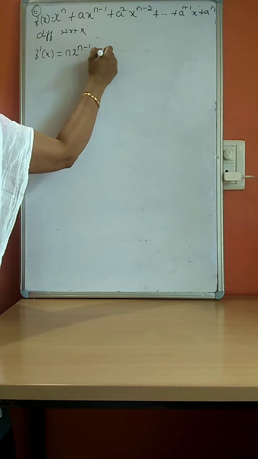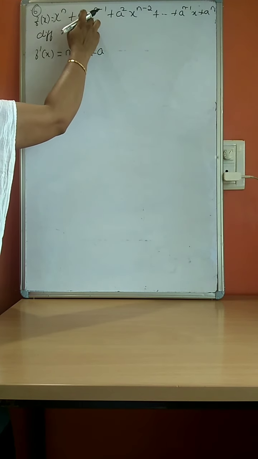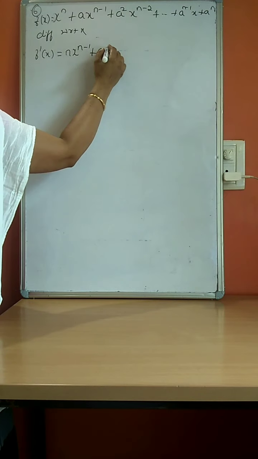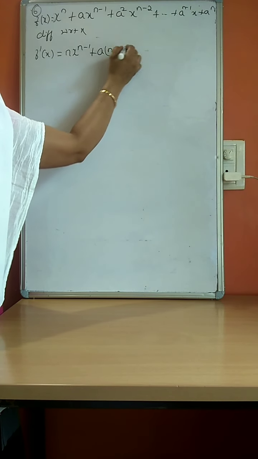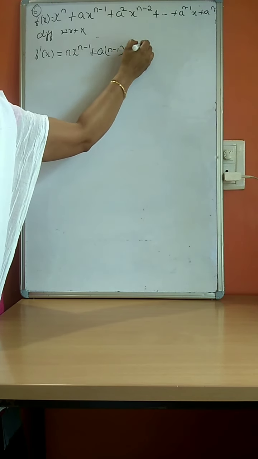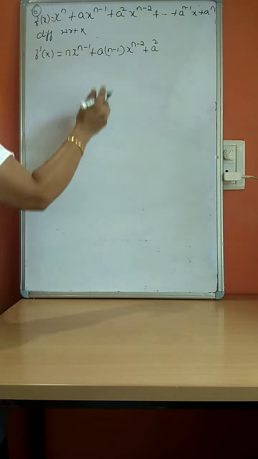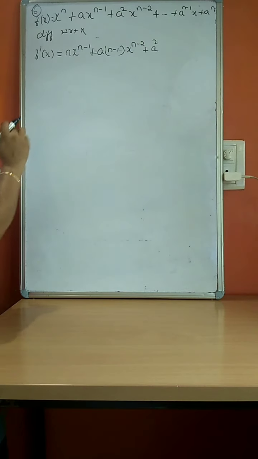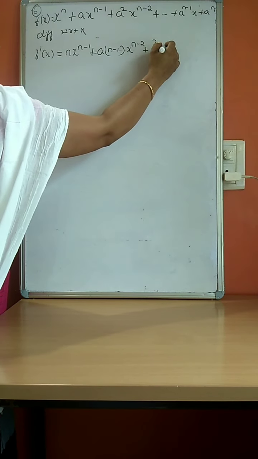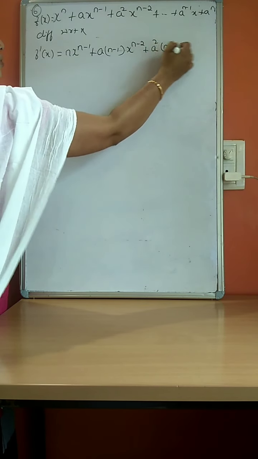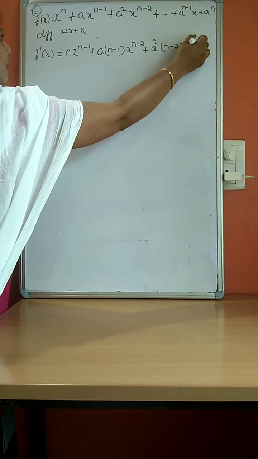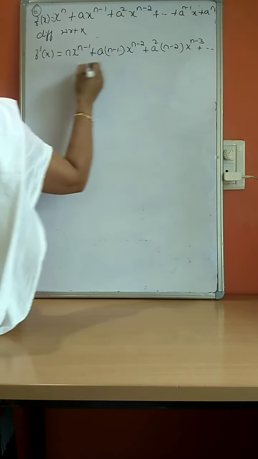Keep the constant as it is. Differentiation of x to the power of n minus 1 is what? n minus 1 into x to the power of n minus 2, plus, keep the a square constant as it is. Differentiation of x to the power of n minus 2 is what? n minus 2 into x to the power of n minus 3, plus etc.